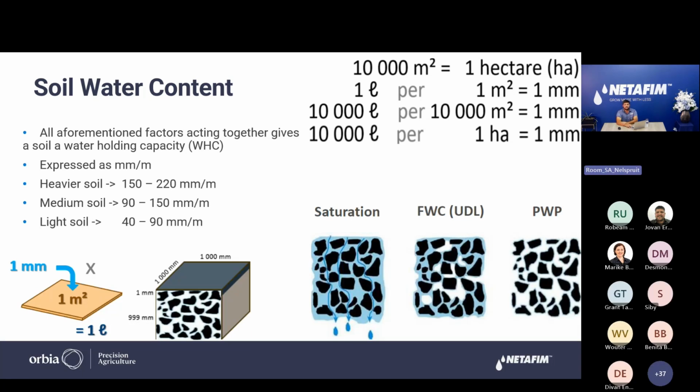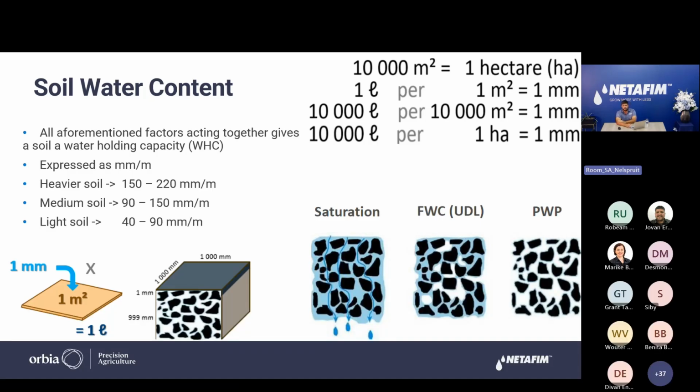So you've all seen these pictures quite often, I hope. We know soil water status can exist in a few states, where saturation is when you have a lot of water there and there's free drainage of water taking place. And you can also see there's no air left in that specific sample.